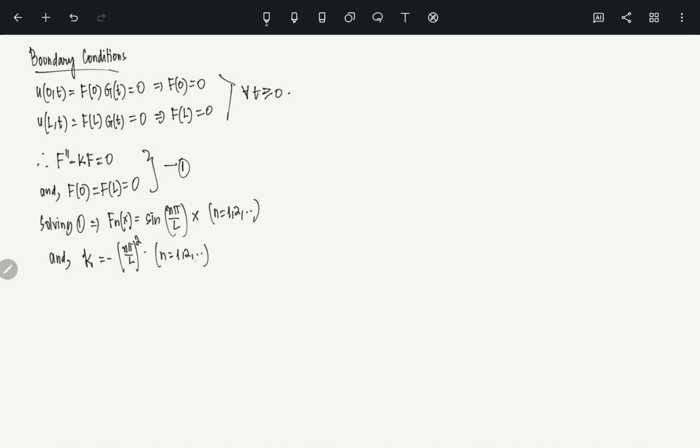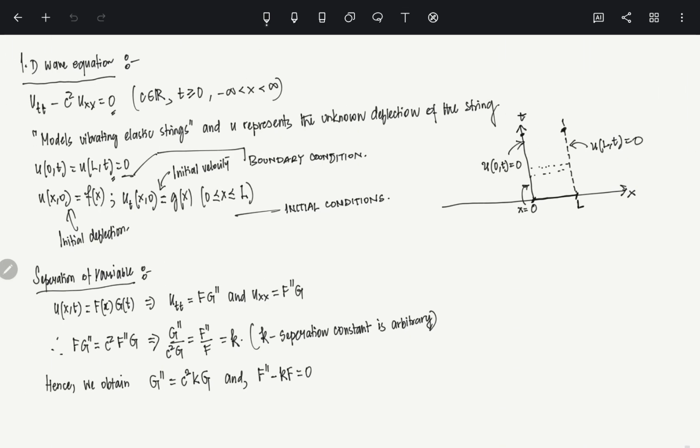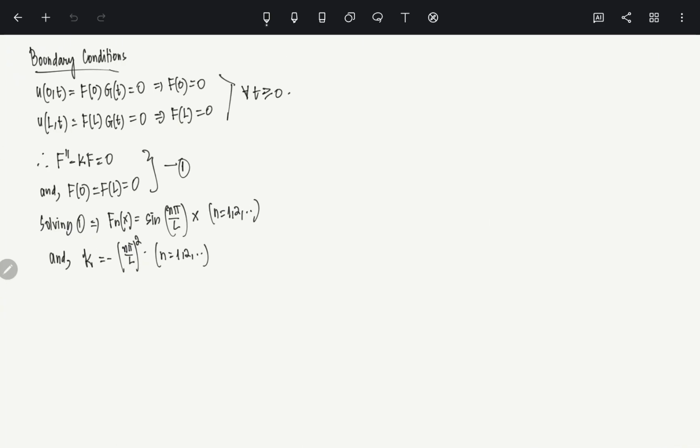Now what we will do is put this value of k, which came from fn, into the other equation, the one for g. So therefore, putting it in g, we have g double prime plus lambda n squared g equals 0, where lambda n we will call c times n pi by L.